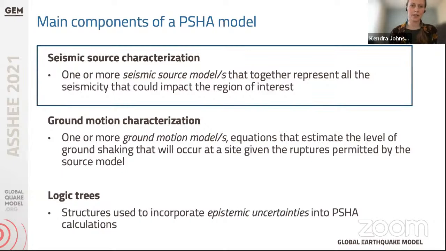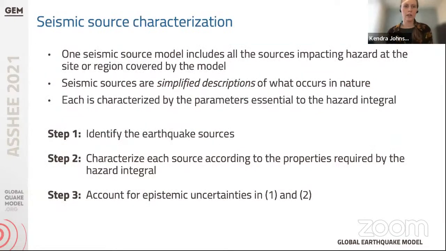So starting out with the seismic source characterization, one seismic source model includes all sources impacting hazard at a site. So what is a seismic source? It's a simplified description of something that's actually occurring in nature. So in nature, we may think of earthquakes as these ruptures occurring on faults that we can make some simplified characteristics of.